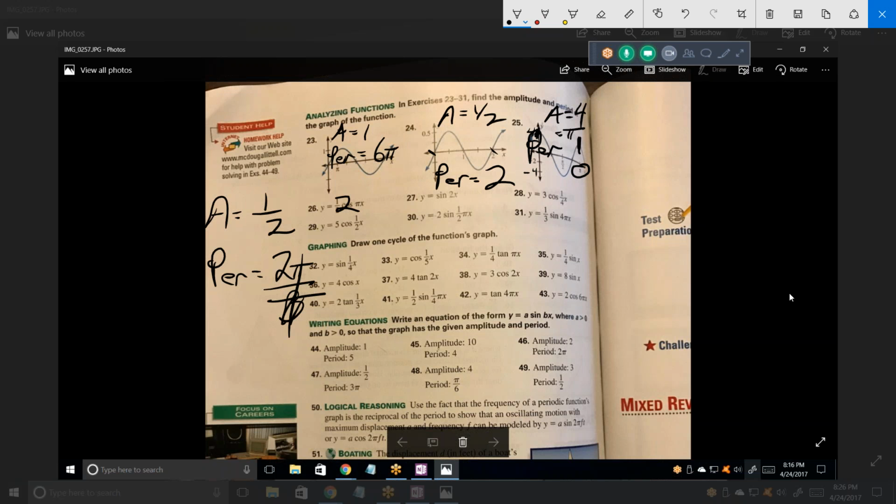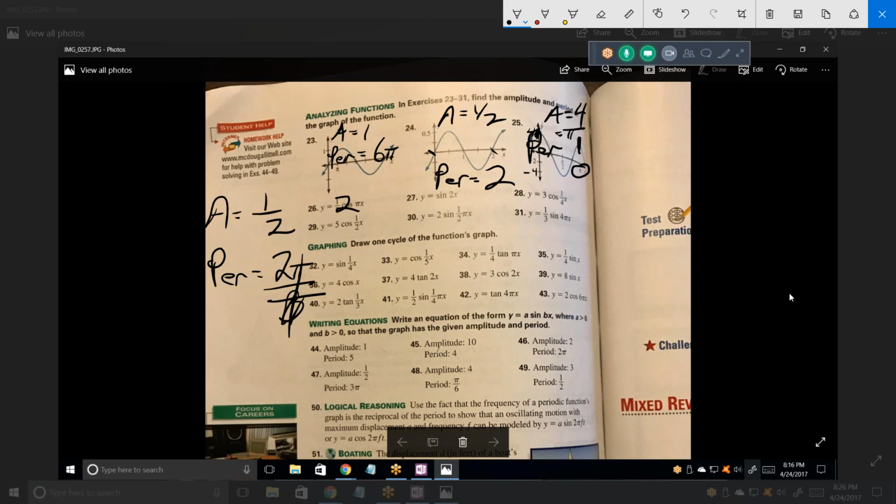So for 27, the amplitude is 1. What's the period? Then the period would be 2 pi over 2. So the 2's cancel out, so it'd just be pi. Good. 28, what's the amplitude?